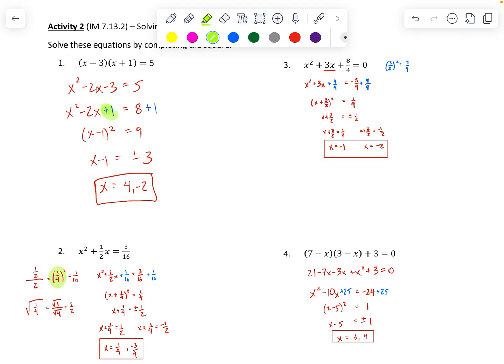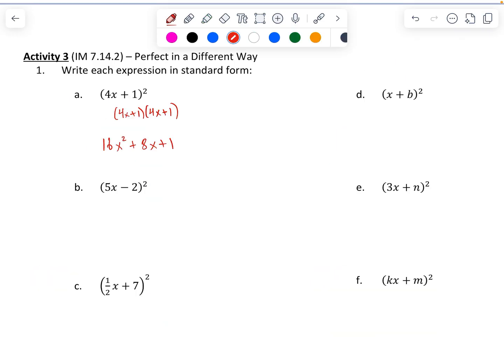All right, let's move on to activity number 3. These are all perfect squares, and what we are going to do is expand them, right? So we want to write it in standard form. So this is 4x plus 1 squared, which is 4x plus 1 times 4x plus 1. And that's going to give you 16x squared plus 8x plus 1. All right, I'm going to pause the video and you guys do B, C, D, E, F, and then I'm just going to post the answers.